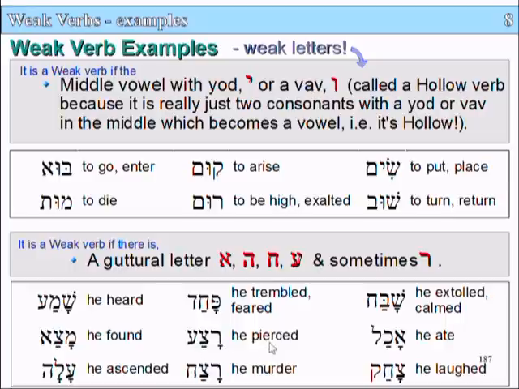Ratzah, he pierced. It's got an ayin. By the way, pachad has a chet just there. Ratzach, he murdered.